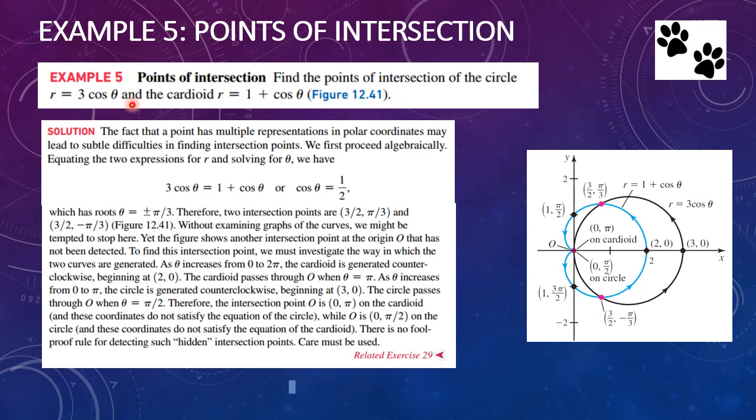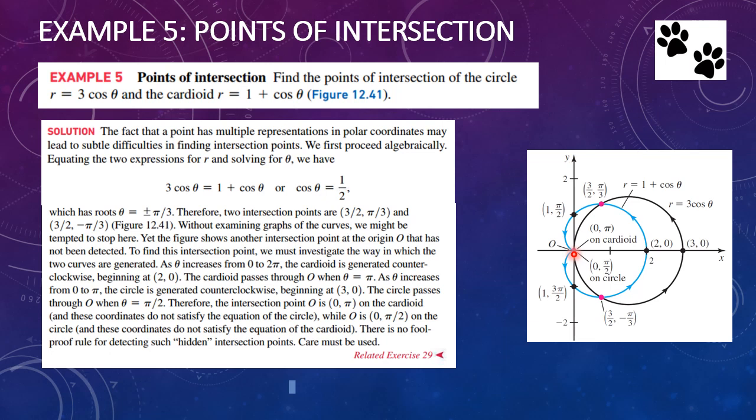So we set 3 cosine theta equal to 1 plus cosine theta and solve for cosine theta. This gives us theta roots of plus or minus pi over 3. Therefore, the two intersection points are 3/2, pi over 3 and 3/2, negative pi over 3, which you can see on both diagrams. Yet when we look at the figure, we can see that there's another intersection point at the origin that has not been detected.